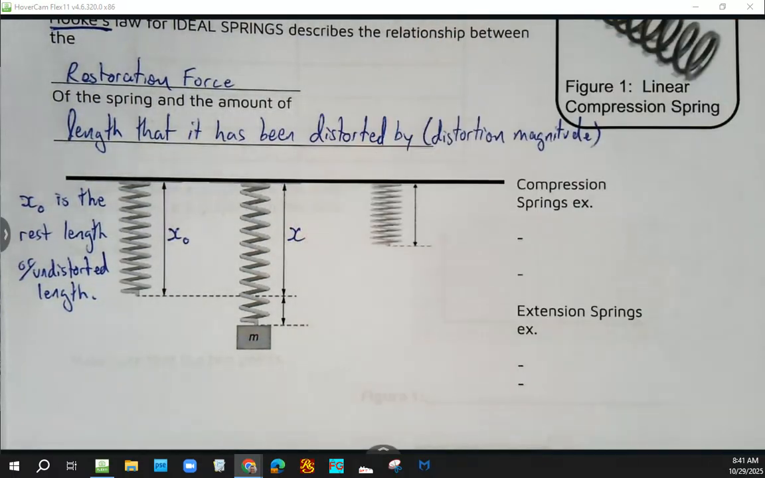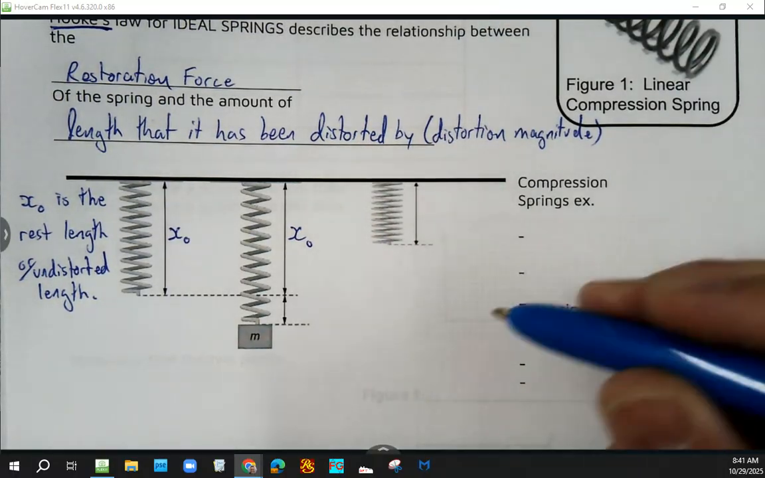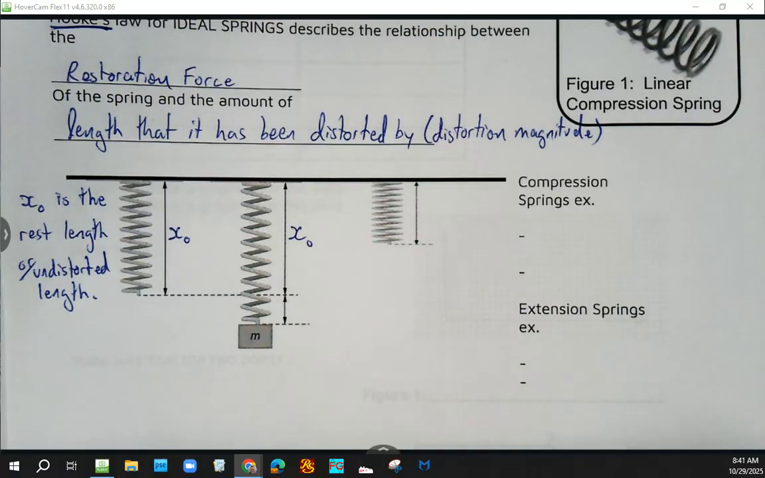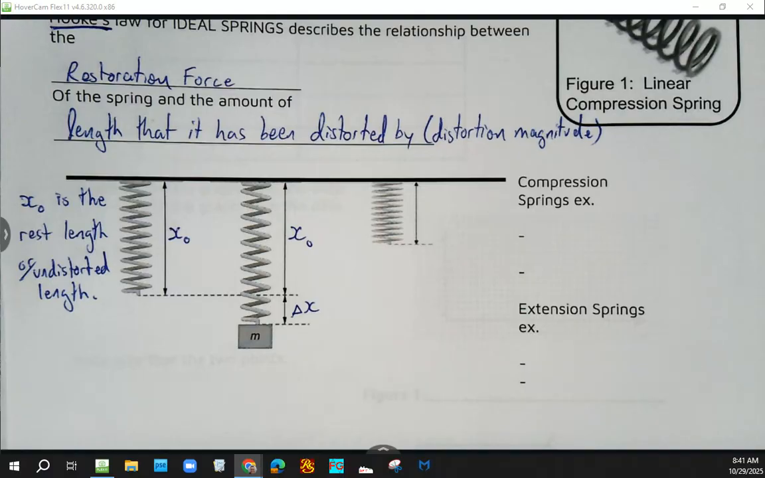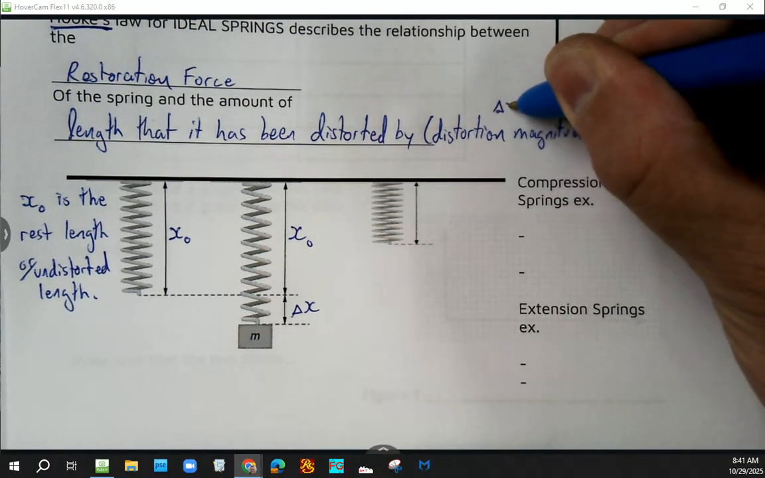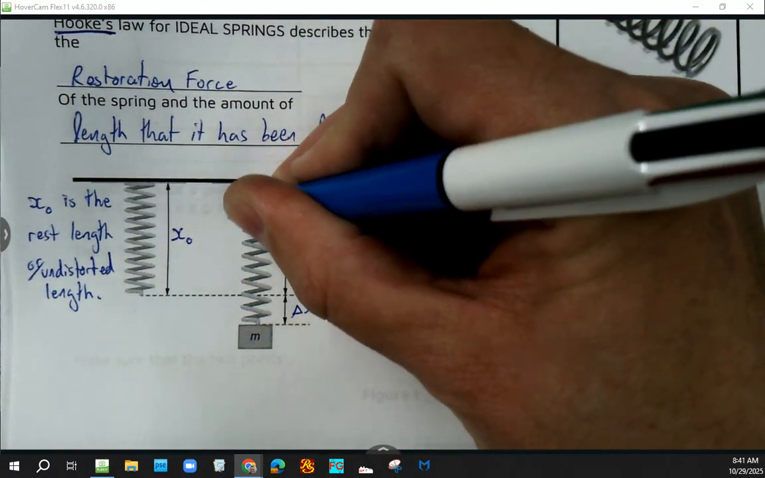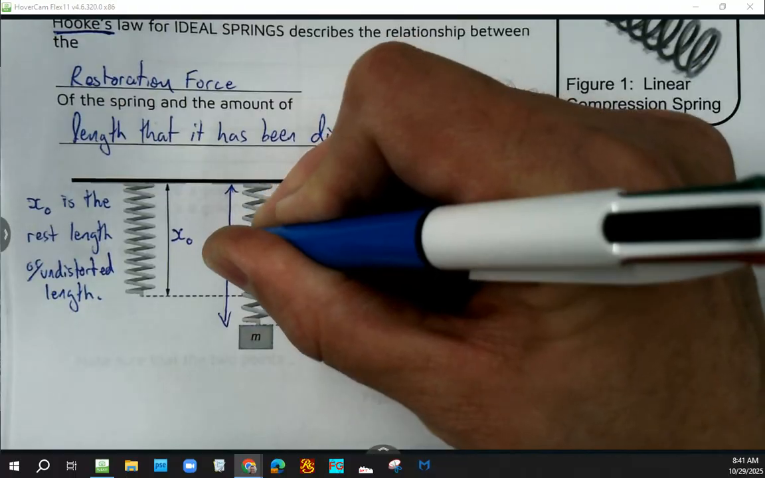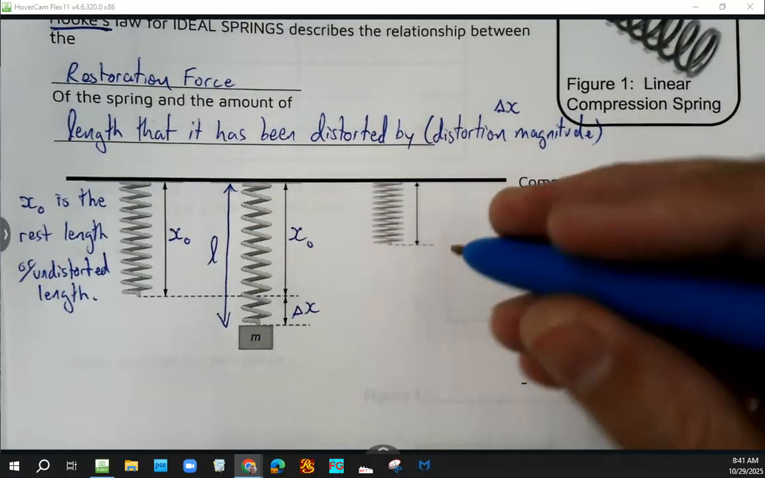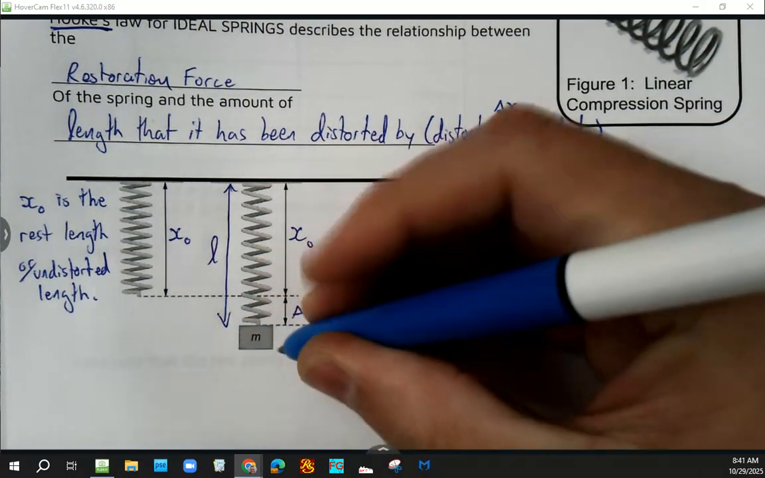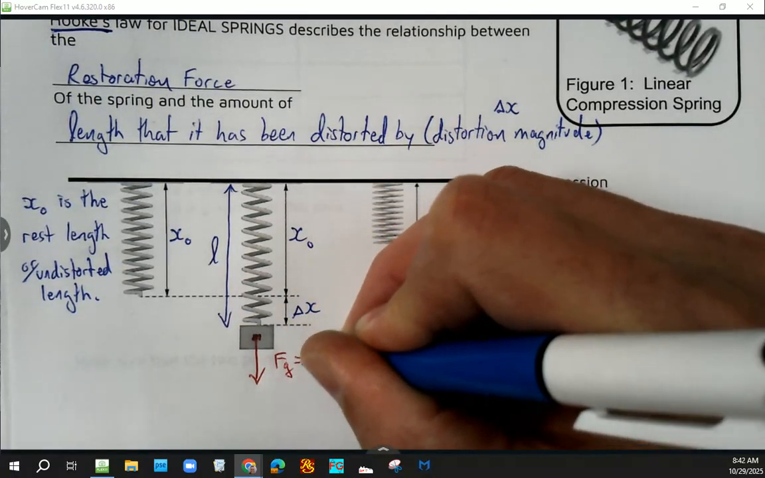Anyway, if I hang an object off of that spring, like the spring that's hanging over my head right now, it might have started off with a length of x naught, but it gets distorted by the distortion magnitude delta x. So we could come back up here and label that distortion magnitude as delta x. And we would say, all right, well, this spring now has a length, I'll call it L, cursive L. Fair enough. And people say, okay, well, what caused it to be distorted? Well, there's a mass hanging on the bottom of it, of course. And Fg is equal to mass times acceleration due to gravity.